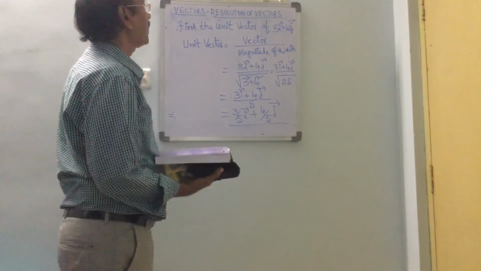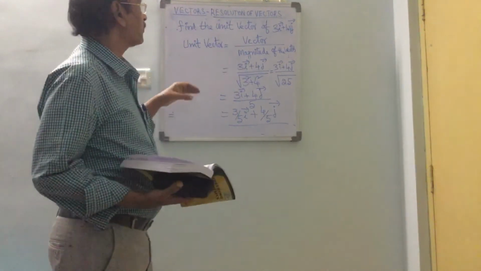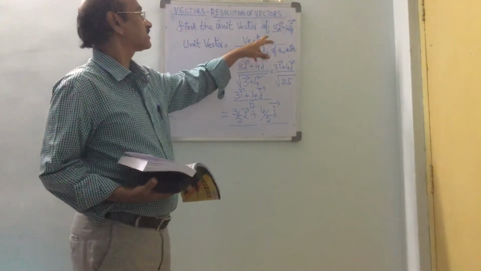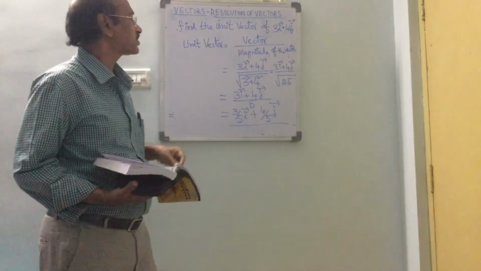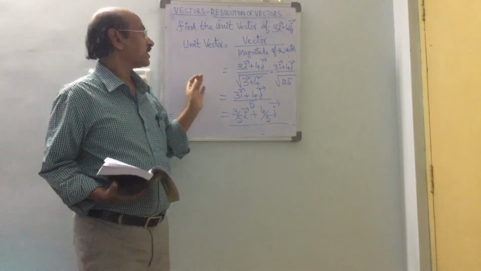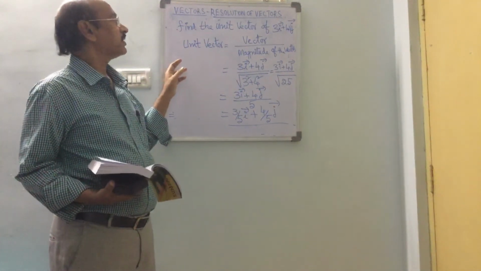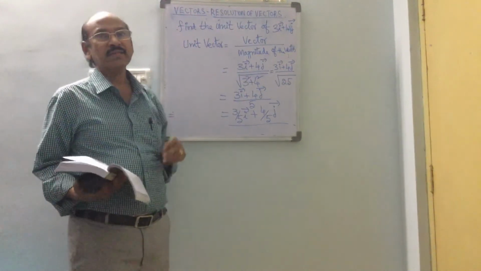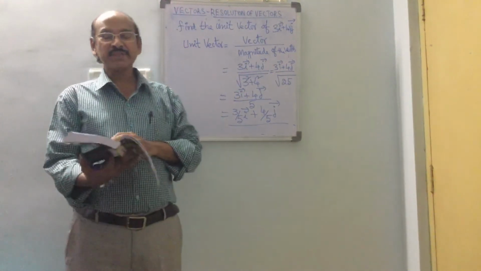So in a two-dimensional system, a given vector A bar can be resolved as ax i bar plus ay j bar. In the three-dimensional Cartesian coordinate system, any vector, for example A bar, can be resolved and written as A bar equal to ax i bar plus ay j bar plus az k bar.